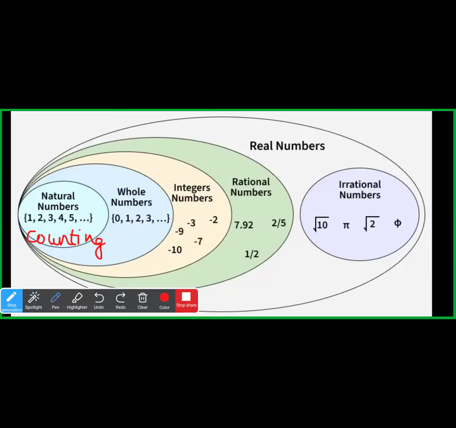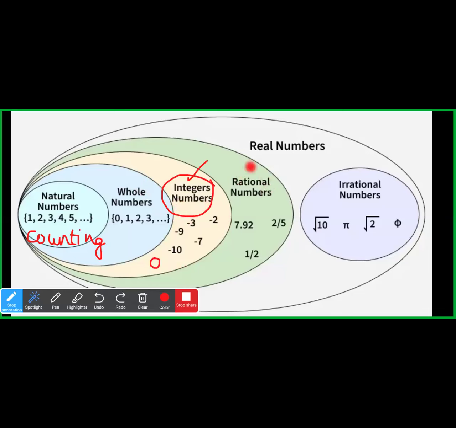Okay, next we have integers. Integers means here we include the negative numbers. Negative integers, I should say. Negative integers: negative 1, negative 2, negative 3. So integers means you include the negative numbers, 0, and all the positive numbers. So that means in the whole number set, if you just include the negative integers, you get the complete integer set.